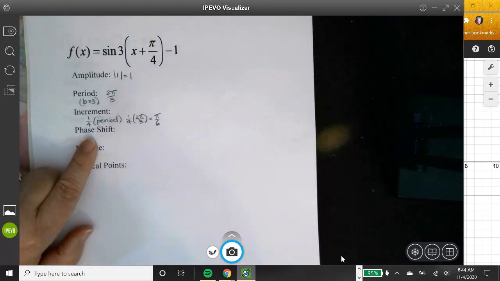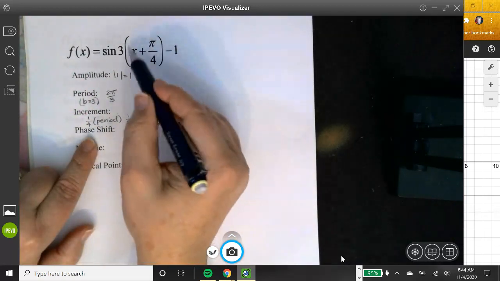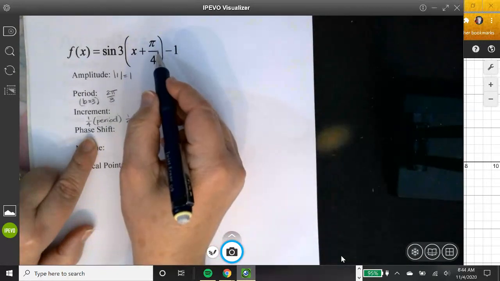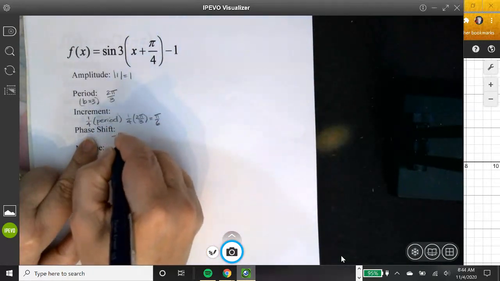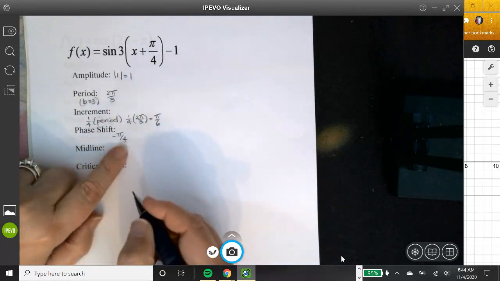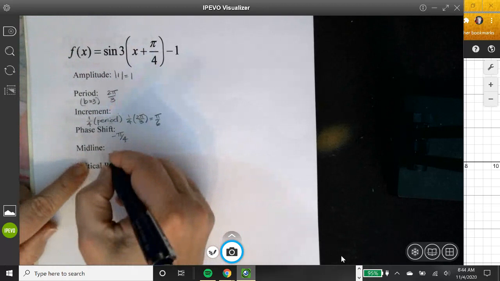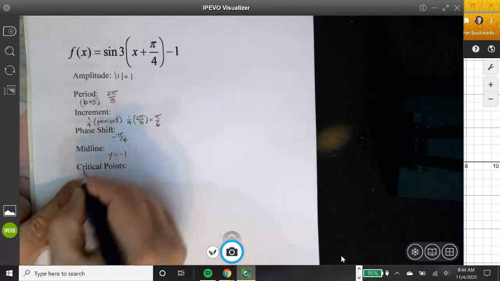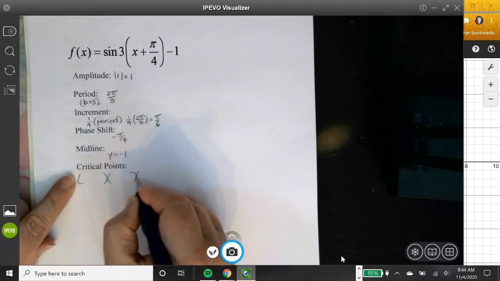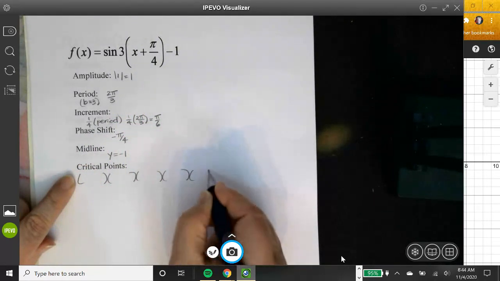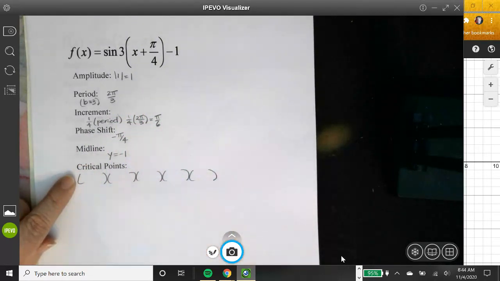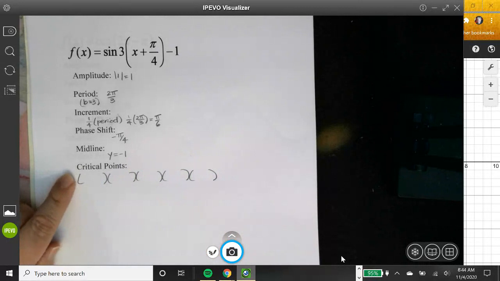The phase shift here, what makes this angle argument 0? That's right, negative pi over 4, which means I'm shifted in the negative direction, pi over 4. The midline here is -1, so it's y equals -1. How many critical points do we have? You're like, Mrs. Muller, you keep asking me that. Well, we have 5.